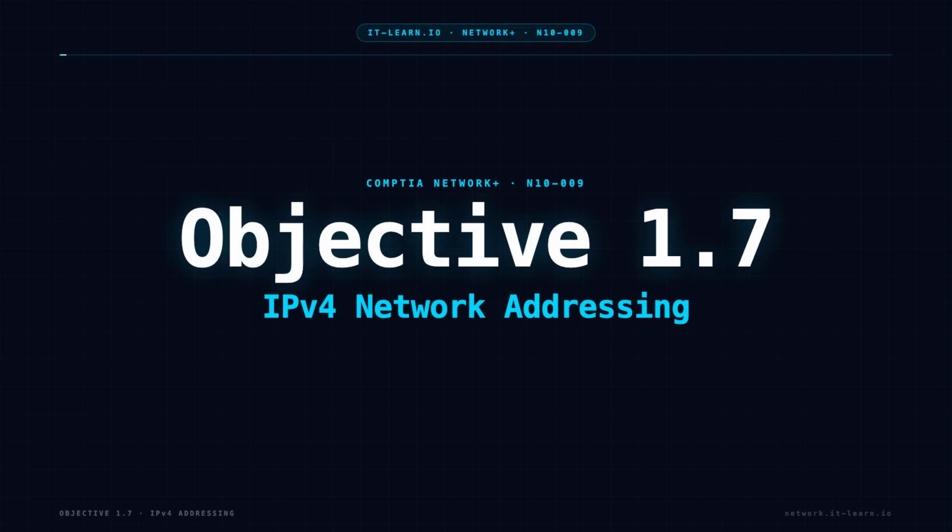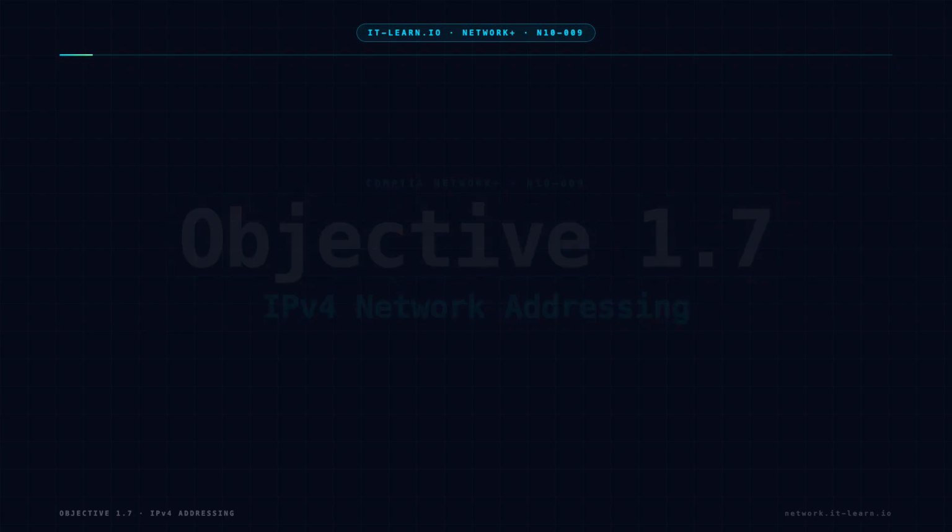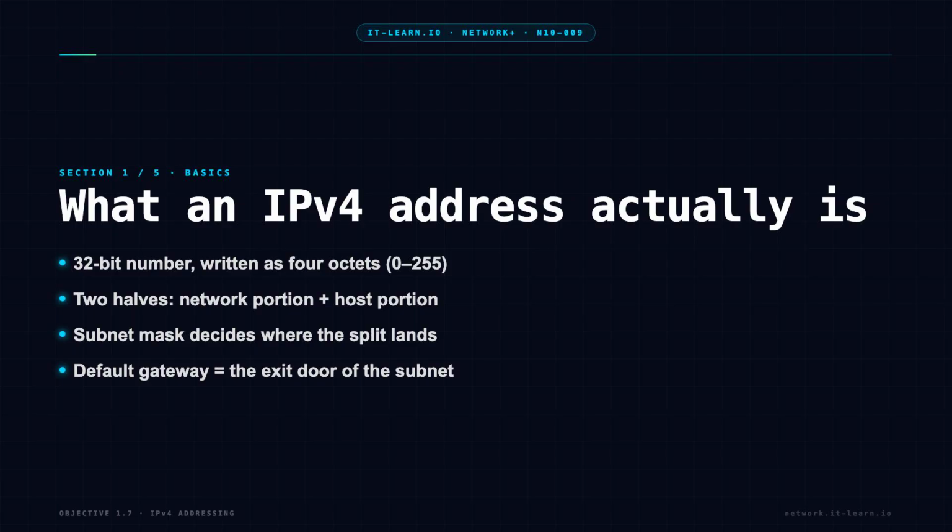In this lesson, we are covering Objective 1.7. Given a scenario, use appropriate IPv4 network addressing. This is a hands-on, scenario-based objective. You will not just be asked what subnetting is. You will be asked to perform subnetting calculations. Mastering IPv4 addressing is absolutely essential for the Network Plus exam.